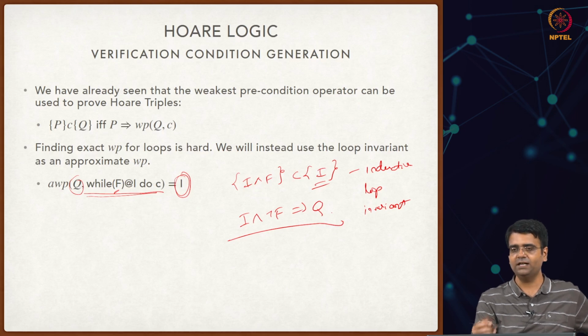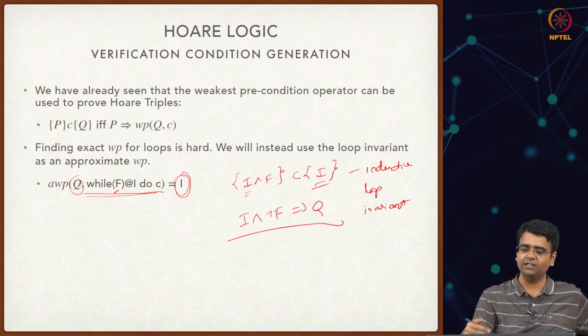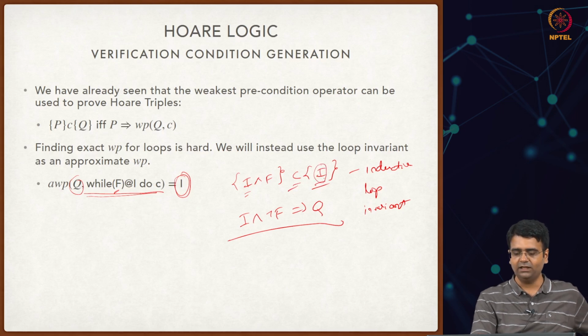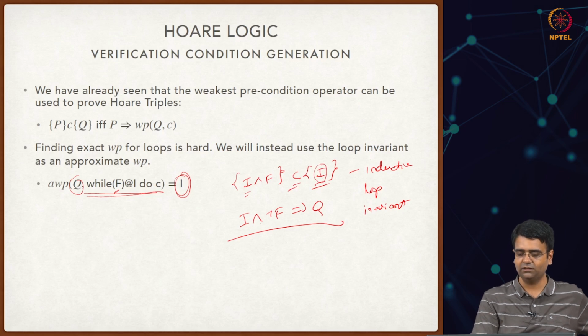So you start the loop in a state which satisfies I, you execute an arbitrary number of iterations of the body of the loop, always making sure that you continue to remain in a set of states which satisfy I, and finally when you exit out of the loop, which means that the loop condition is not satisfied, then you should be in a state which also satisfies Q.